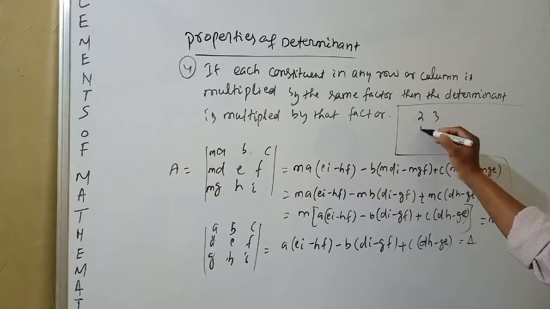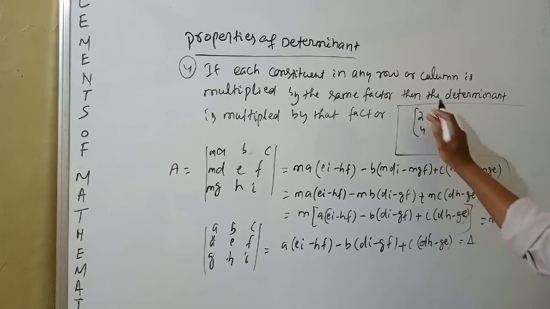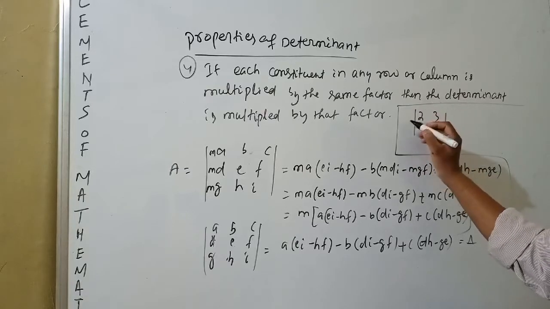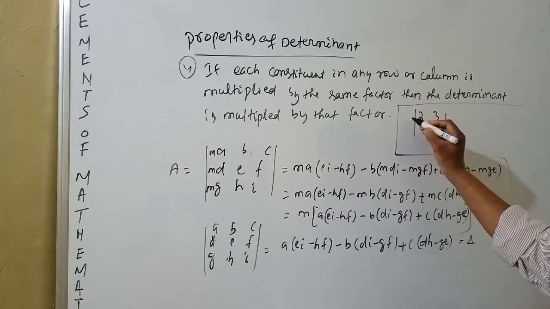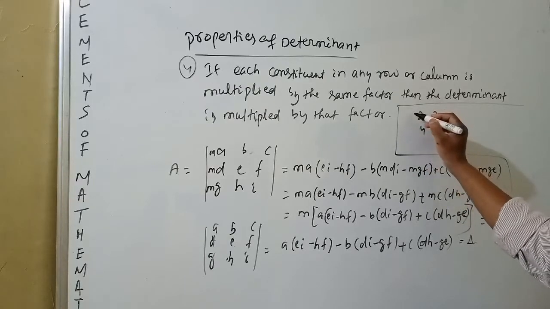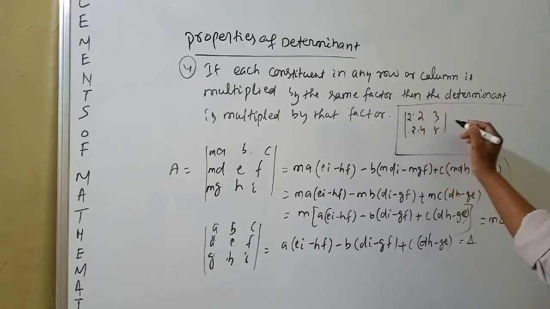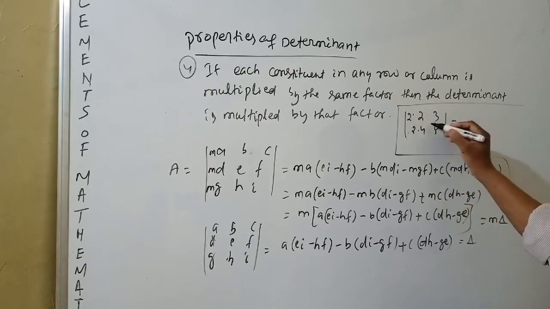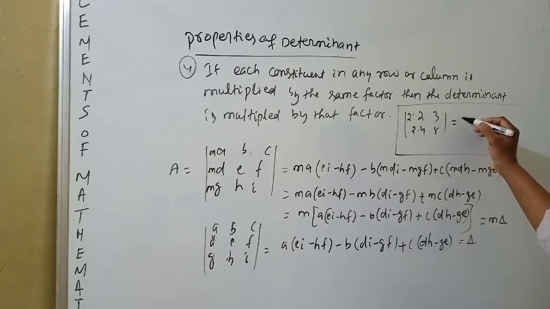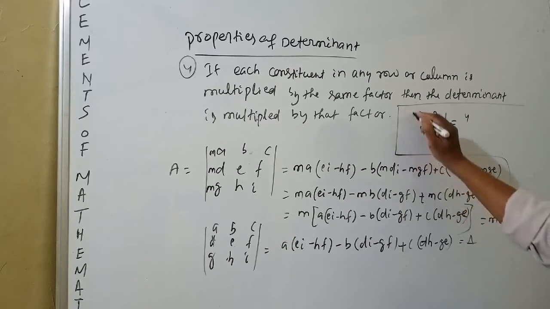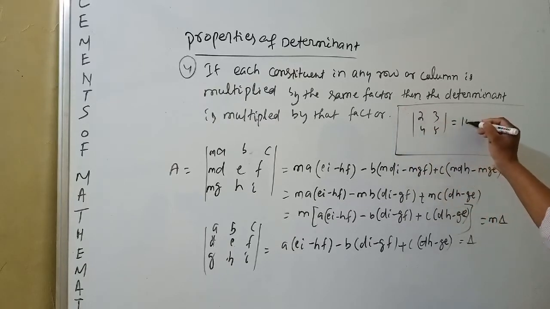Suppose I write digitally the determinant with rows 2, 3 and 4, 5. At first, to find its value: 10 minus 12 is equal to minus 2.